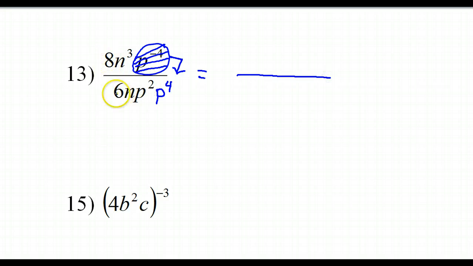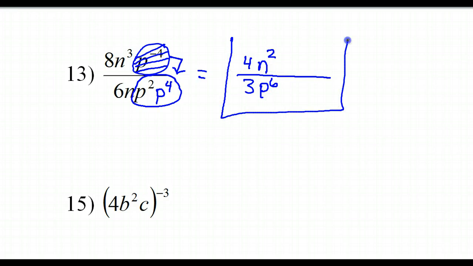Now 8/6, you've got to reduce this. They're both divisible by 2, so this will be 4/3 if I divide them both by 2. Now looking at the n's, this n is going to cancel out one of these n's, so that'll leave me with n squared. Looking at these p's, I'll just put these together, so that'll be p to the 6th power. And that's it. That's how you do number 13.